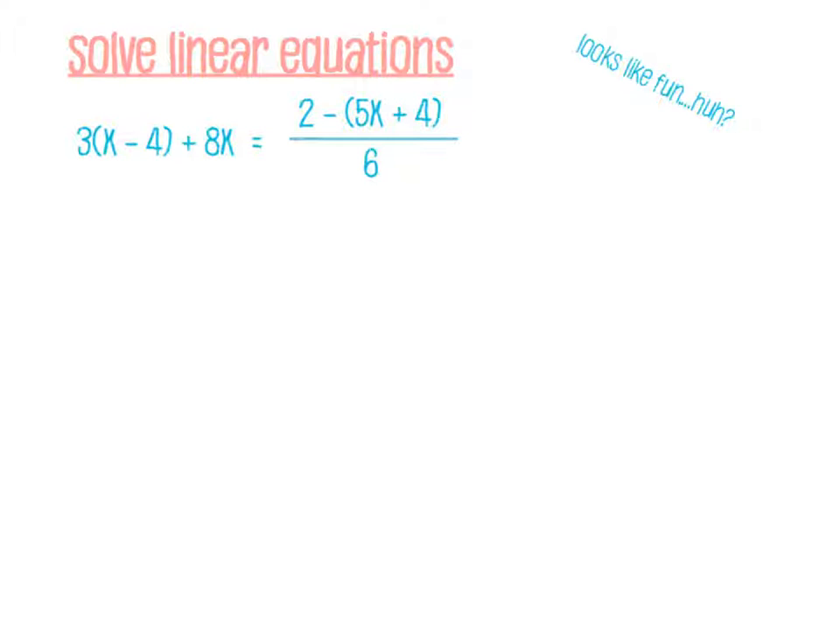First thing we're going to do is distribute. This becomes 3x minus 12 plus 8x. On this side, I'm going to distribute this negative. You have to remember that that goes to both of those. It's going to be a 2 minus 5x minus 4, and all of that is still over 6.